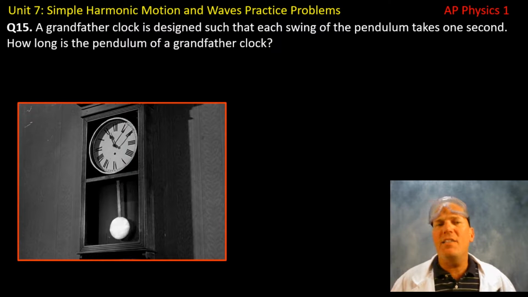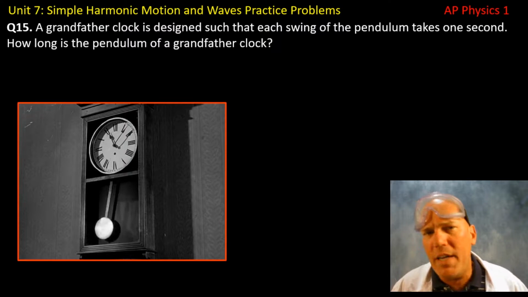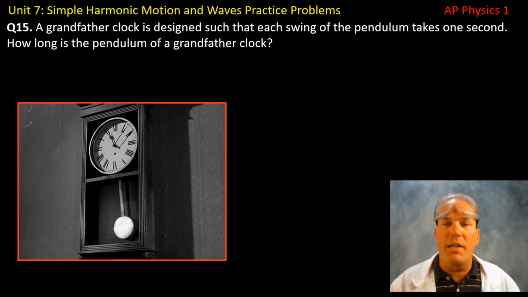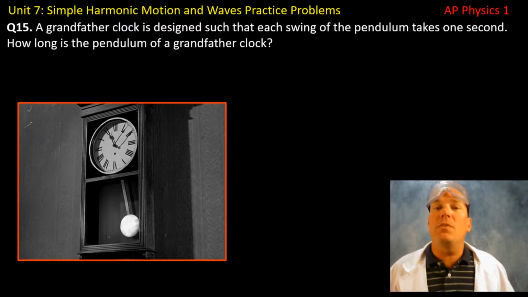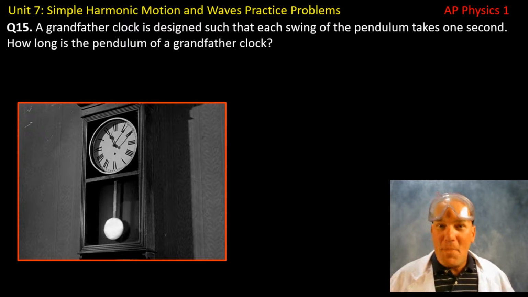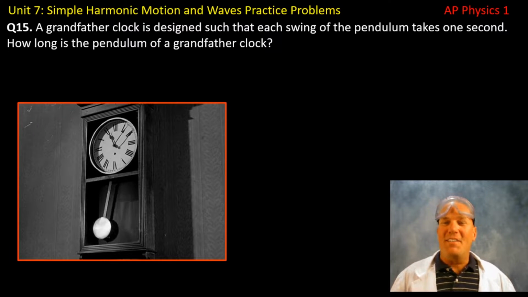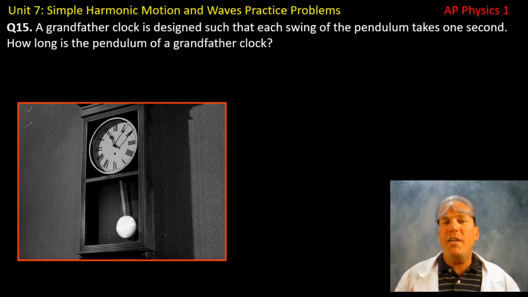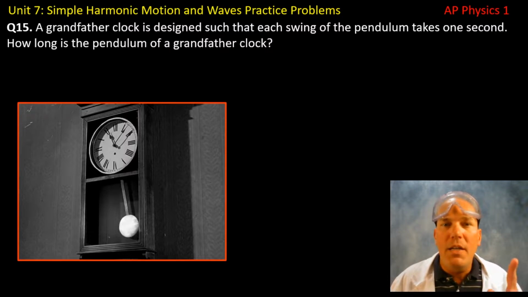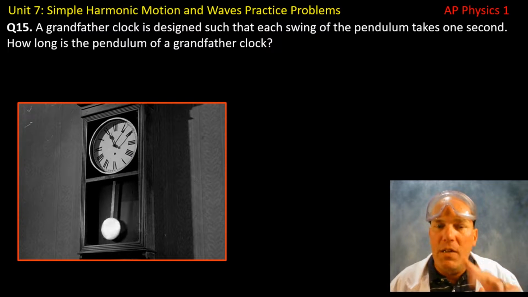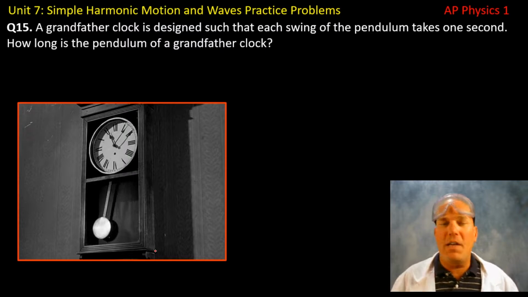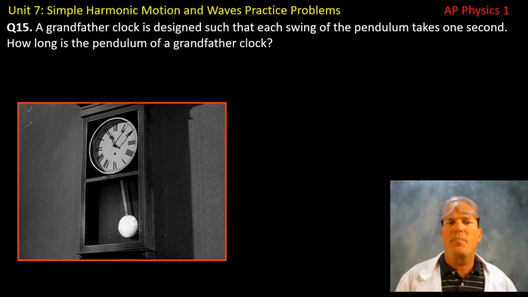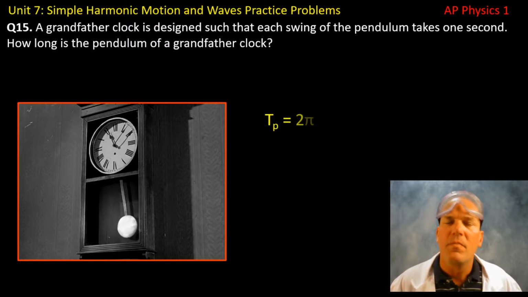All right. So, question 15. A grandfather clock is designed such that each swing of the pendulum takes 1 second. This actually has a special name. It's called a seconds pendulum, intuitively. What that means is each swing takes a second, so the period is not 1 second, but 2 seconds. Each swing is 1 second, 1 times 2 gives us the period of 2 seconds. How long is the pendulum of a grandfather clock?